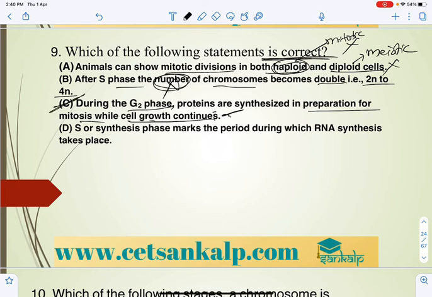S or synthesis phase marks the period during which RNA synthesis takes place. No, it is not RNA synthesis, it is DNA synthesis. So the correct statement is C, right?